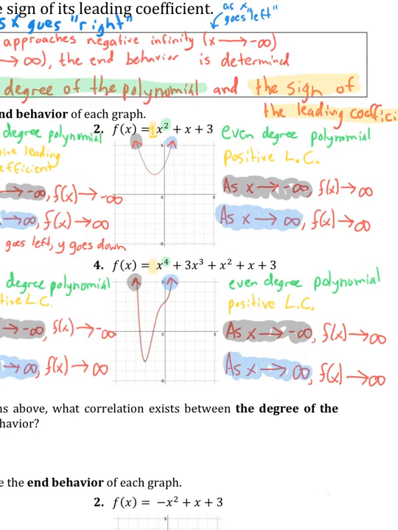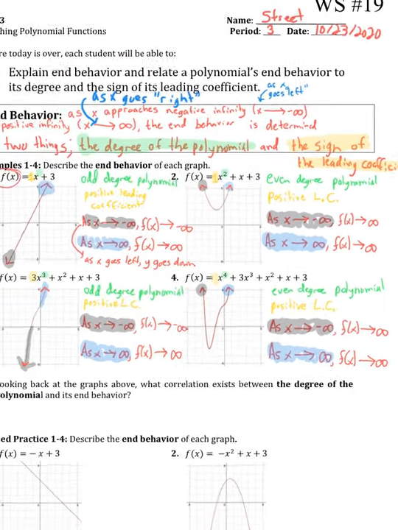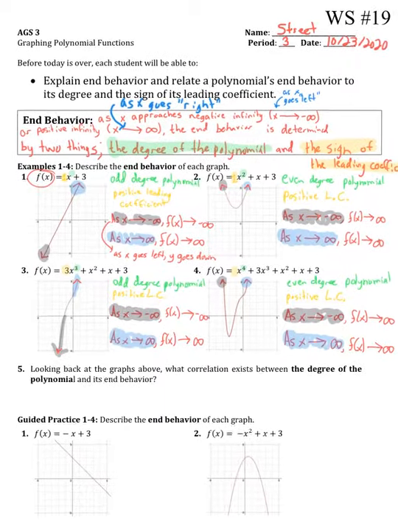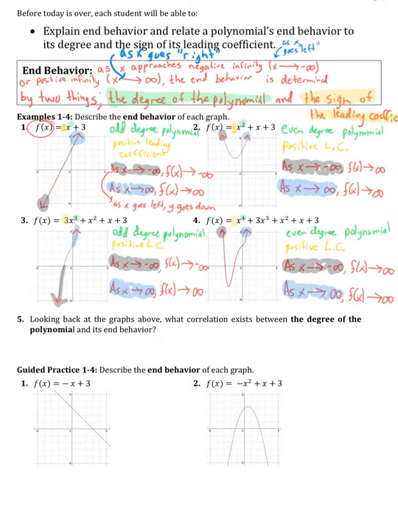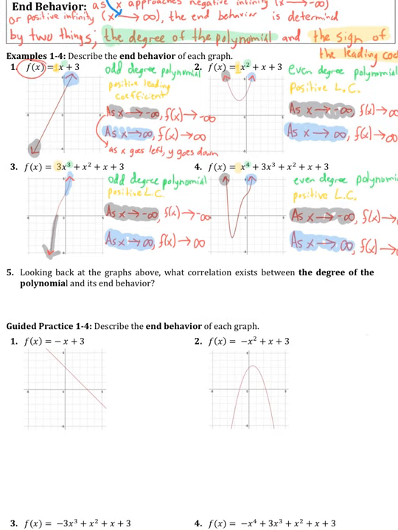Now, looking at the graphs, what correlation exists between the degrees of the polynomial and its end behavior? So maybe between 1, 2, 3, and 4, we should hopefully recognize something with the end behavior based on those 4 problems. And it has to do with whether it's an odd degree polynomial versus an even degree polynomial. So for example, odd degree polynomial, that was x to the 1st or x to the 3rd. It could be x to the 5th as well. It's affecting our end behavior a little differently than if it was an even degree polynomial.